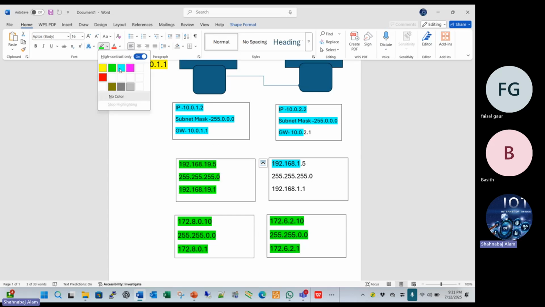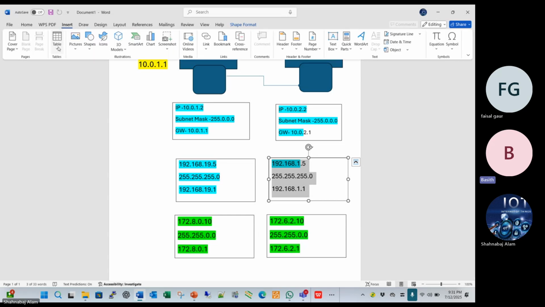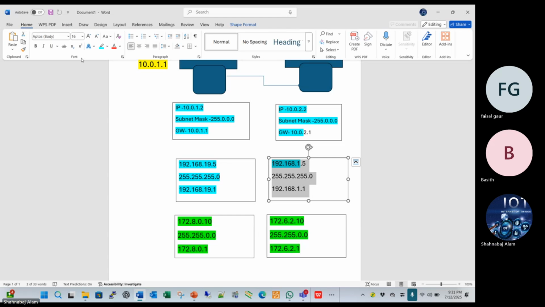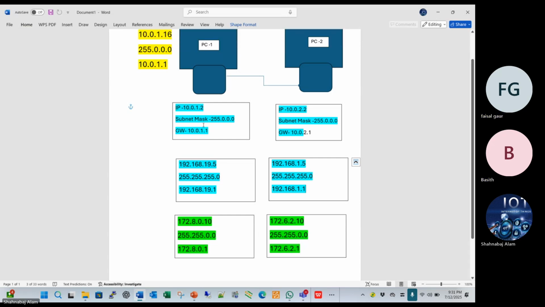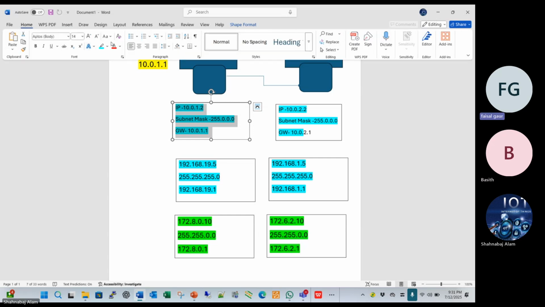Why will they not communicate? Because one is 172.8.0.10 and the other is 172.6.2.10. That's why. The series is different, correct. You are right. But how can they communicate? We need to change to 172. It will communicate with the help of subnetting to a different network.